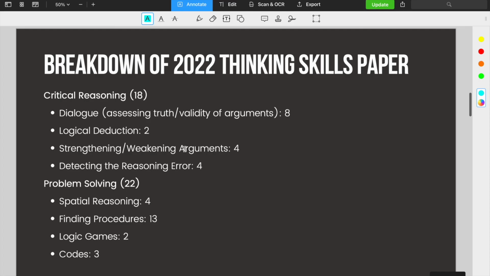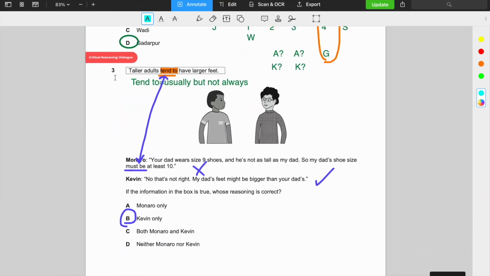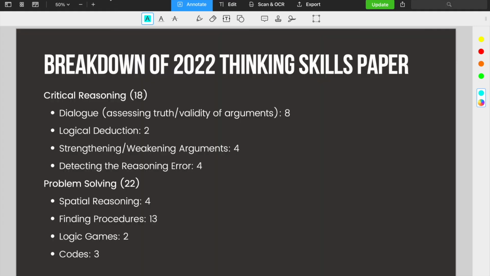This is a breakdown of the 2022 thinking skills paper. This is how I broke it down, but of course you can categorize questions differently. It's a very rough breakdown, around a 50-50 distribution between critical reasoning and problem solving: 18 questions in critical reasoning, 22 in problem solving. In terms of dialogue questions, where 2 people are talking and you interpret their box statements, those were very common. There were 8, so that's 8 out of the 40 questions.